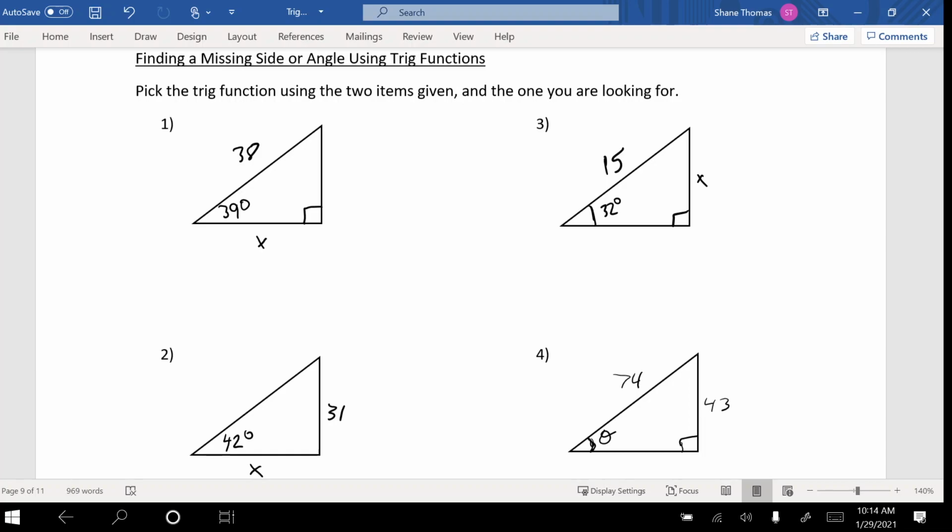All right, so I'm given an angle. This is my hypotenuse. And then what side am I looking for here? This is my reference angle now. This would be the adjacent. So which trig function uses adjacent and hypotenuse? Cosine, right? So we need to use cosine for this. So set up what you know. Now I know that the cosine of 39 degrees equals adjacent, which is x, over 38.